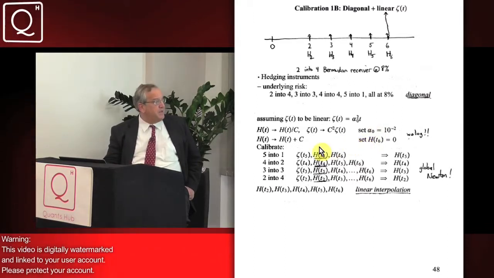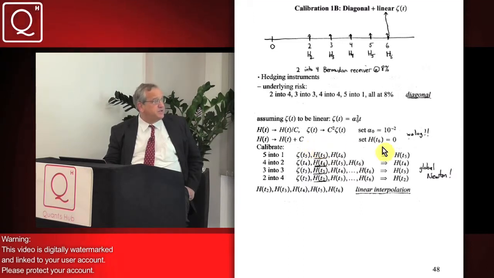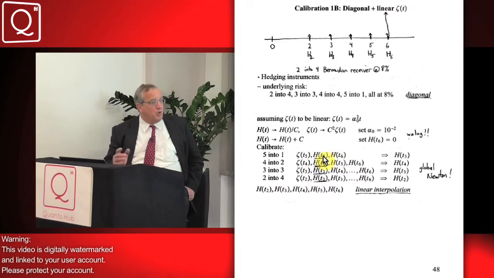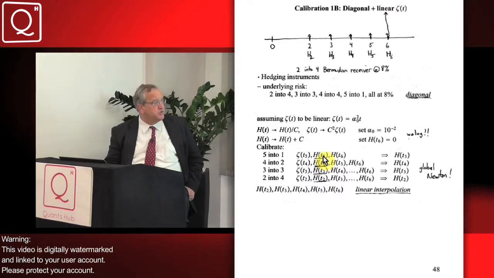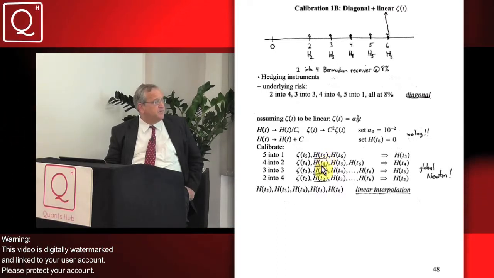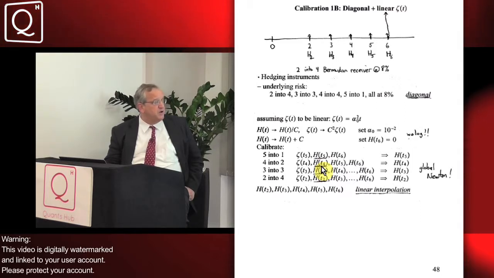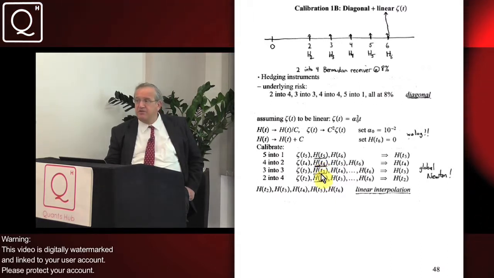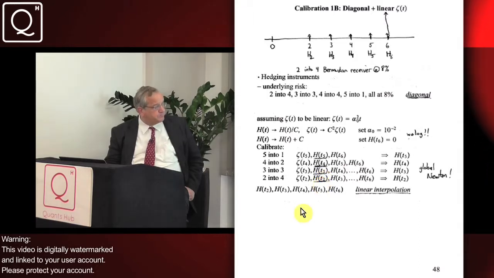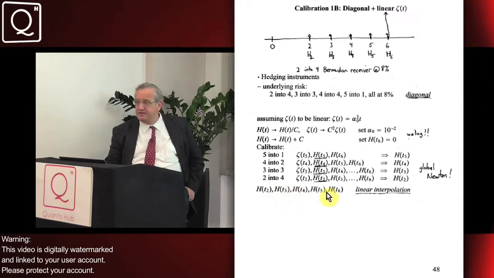I use my additive invariance to set h of t6 to 0. And then when you calibrate the 5 into 1, we know zeta t5, we know h of t6, there's only one unknown parameter, h of t5. Calibrate it, set the swaption to its market price, that determines h of t5. Then we roll back to the 4 into 2. Zeta t4, there's only one new unknown parameter, h of t4. Calibrate the 4 into 2 to its market price. Same thing for the 3 into 3 and the 2 into 4. And once you do that, you have h at t2, t3, t4, t5, and t6.